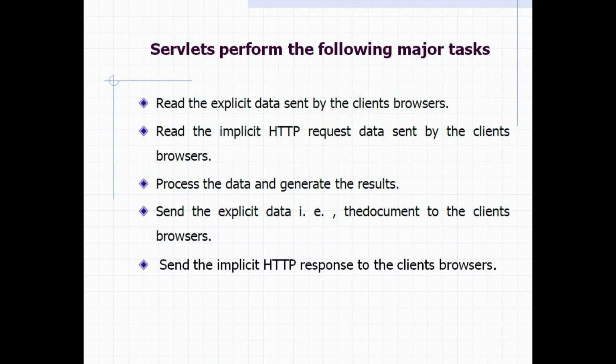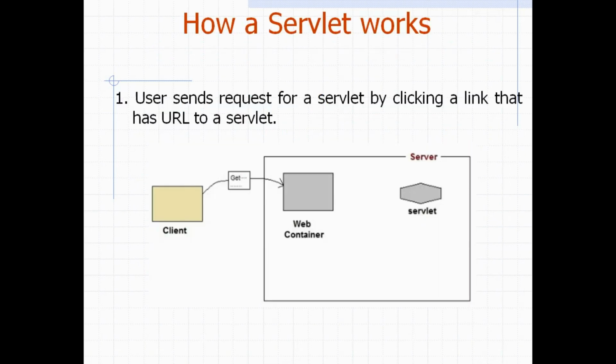Now let's see a brief discussion about how a servlet works. Up to now we have learned the theoretical part. Now let's see how a servlet will work. First, the user sends a request for a servlet by clicking a link that has a URL to a servlet. Here a client sends a request to a particular servlet, and by using the get method it sends information to the server side.